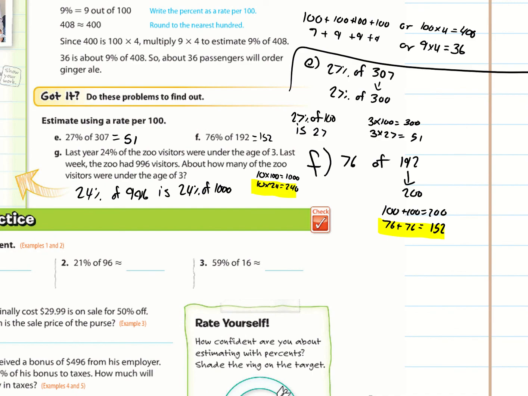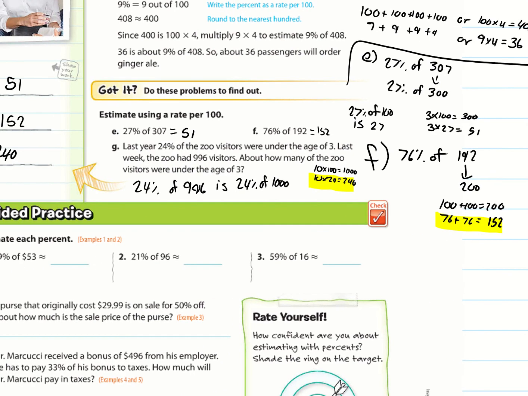So for F, we have 76 of 192. That should be 76%. So 200 is the close estimate to 192. Since 100 plus 100 equals 200, 76% of 100 is 76. So 76 plus 76 equals 152. So 76% of 200 is going to be 152.